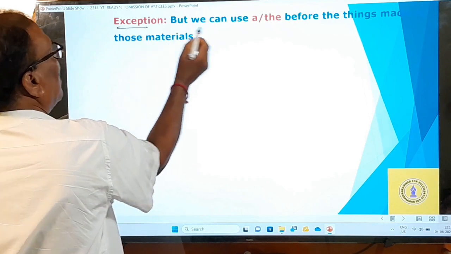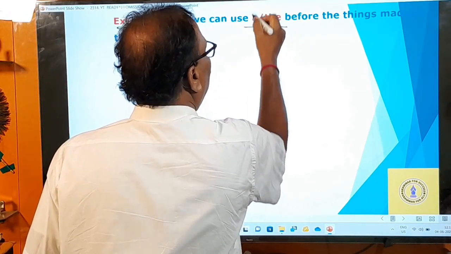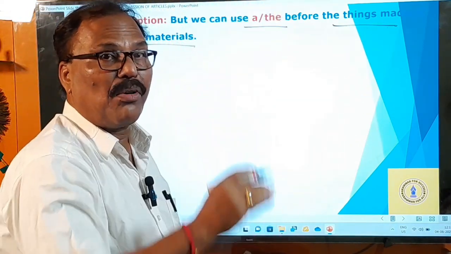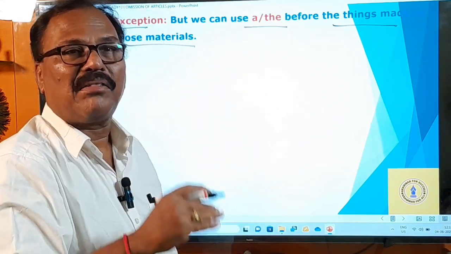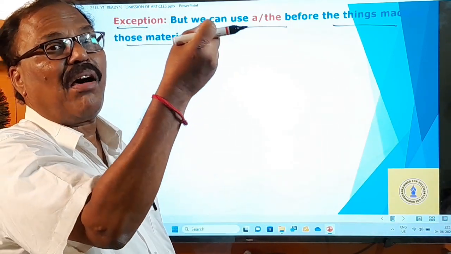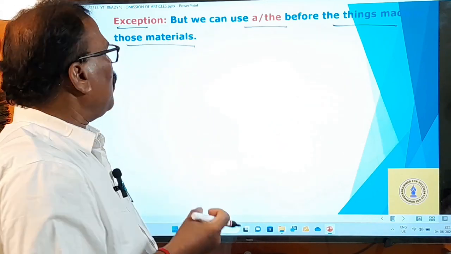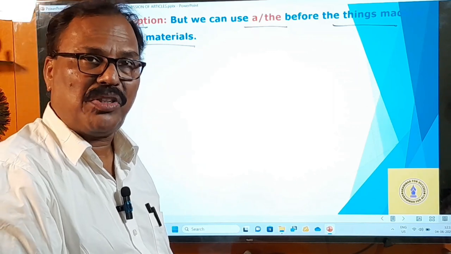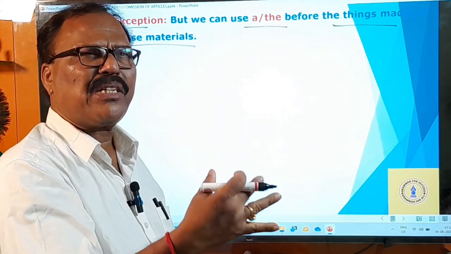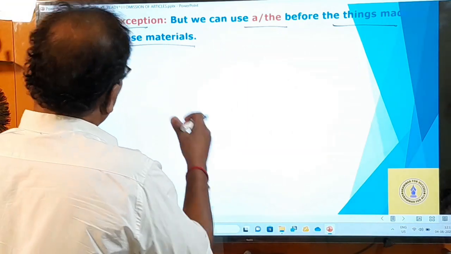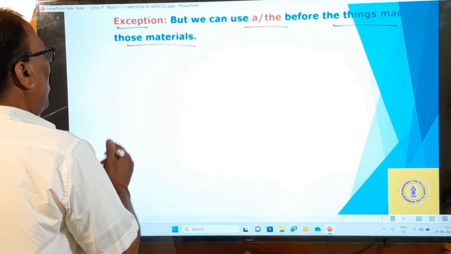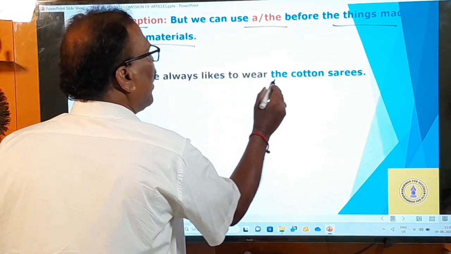Come on. Exception is there. What is that? We can use a or the, meaning a, an, or the, before the things made of those materials. Those means wood, wool, silk, leather, cotton, and clay. All are materials out of which things are made or created. You don't use the materials as they are. Wood is there. Do you use wood as it is? No. You use wood to make furniture, tables, chairs, doors, so many wooden articles. So only before the things that are made of those materials, you can use a, an, or the. How? Let us see some examples. She always likes to wear the cotton saris.